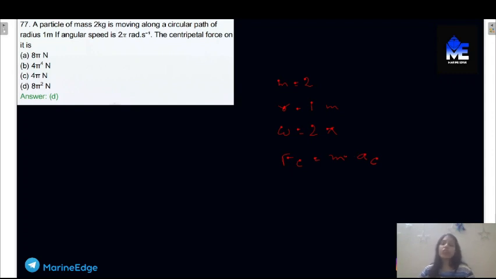And now, what is the formula of centripetal acceleration? A is equal to R omega square. Correct? Now, what is the value of R? R is given already as 1 meter. And what is the value of omega square? 4 pi square. Correct? Now, we can just put this value of A equal to 4 pi square in Fc. So, Fc will be equal to how much? 2 into 4 pi square. That gives us 8 pi square. Correct? Again, option D. Moving on.